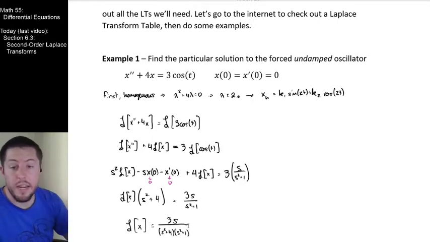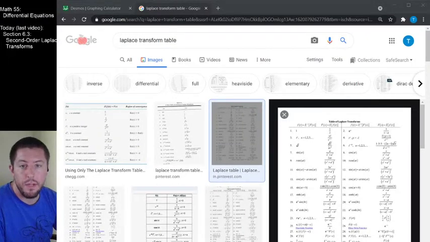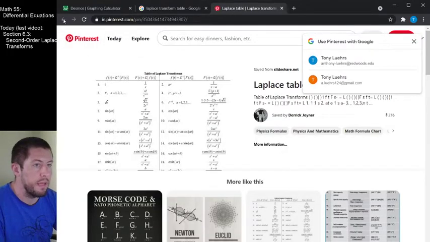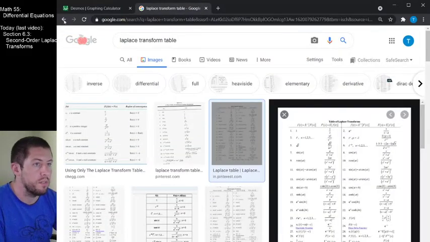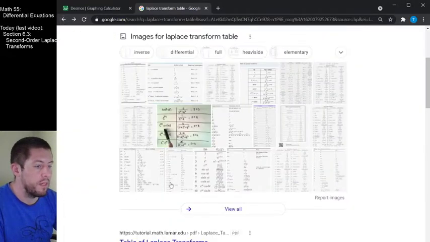So what we need now is an inverse Laplace transform for this function. You should notice that this is a product of two quadratics in the denominator. So I'm going to pop over to a Laplace transform table online, and just give me the full screen one.